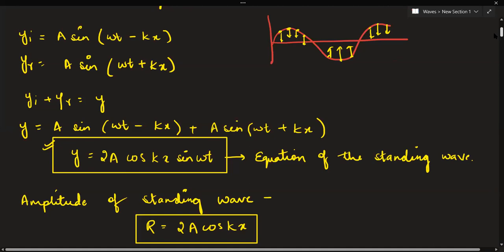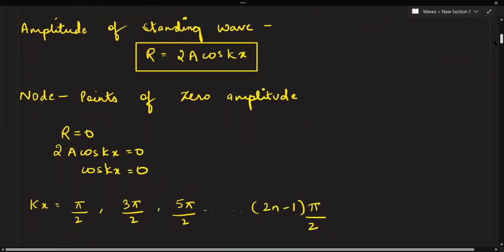Now see amplitude. The way I have told you, if this is the standard equation, y is equal to a sine omega t minus kx, then what does this a represent? Amplitude. So whatever terms are before this angle, sine theta, we call it as amplitude. So in this case, before sine omega t, what all terms are included? 2a cos kx. So this becomes the amplitude of the stationary wave. That is 2a cos kx.